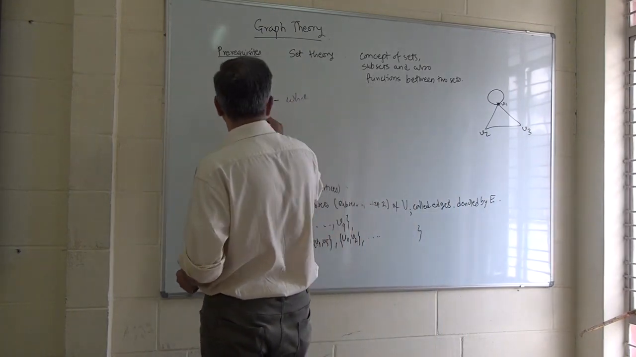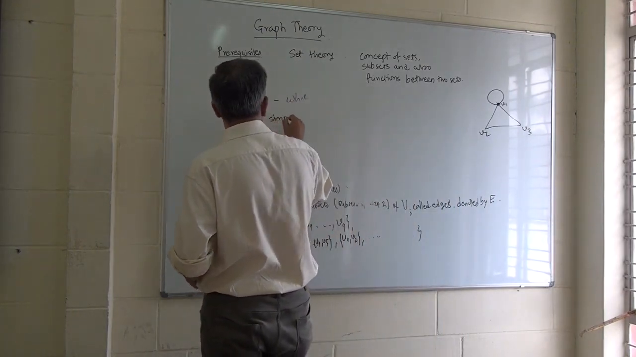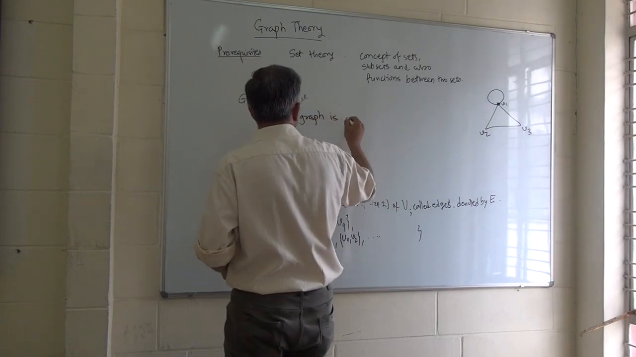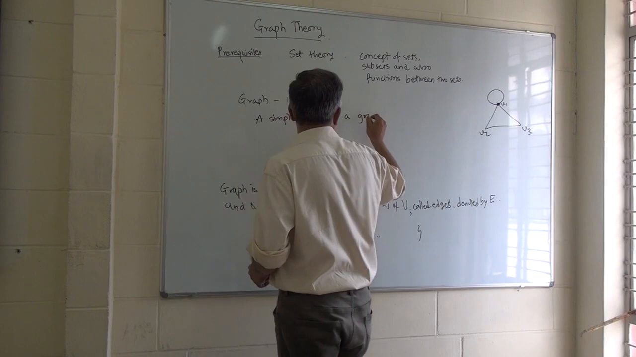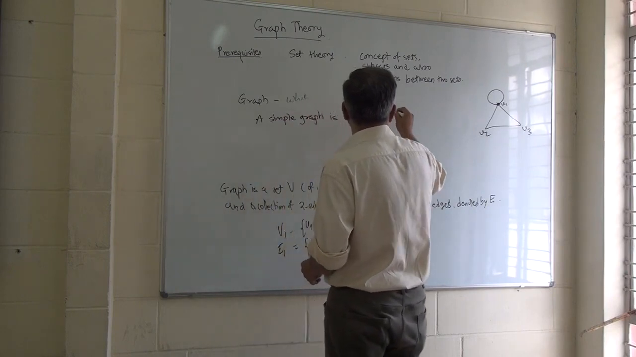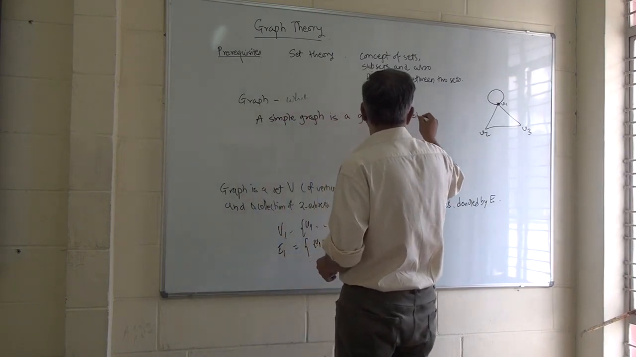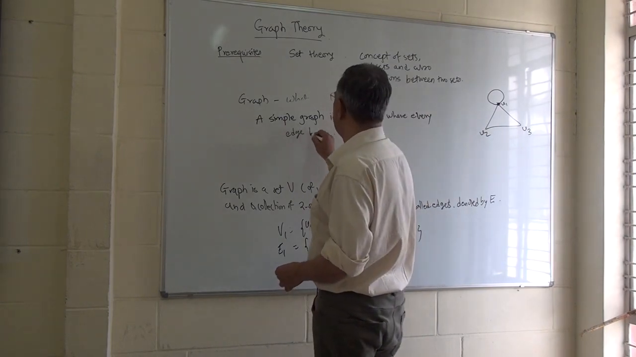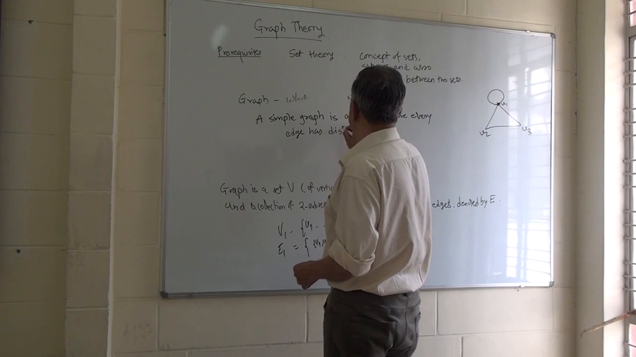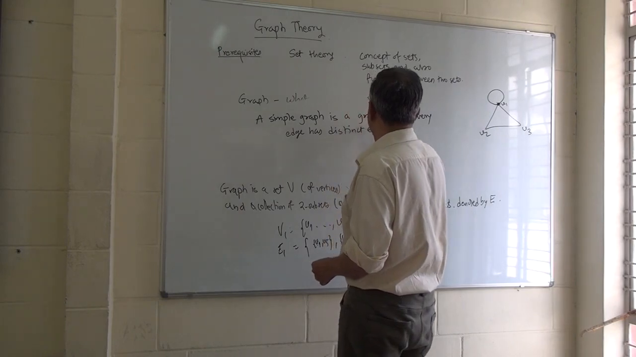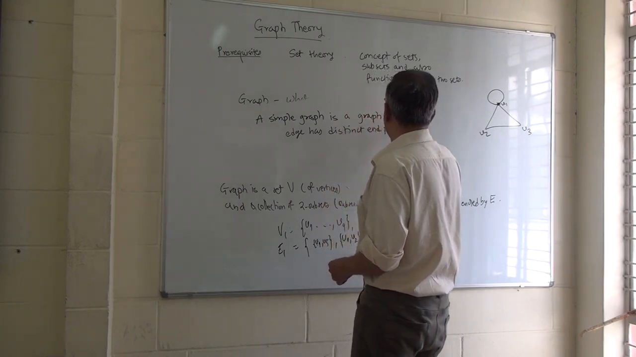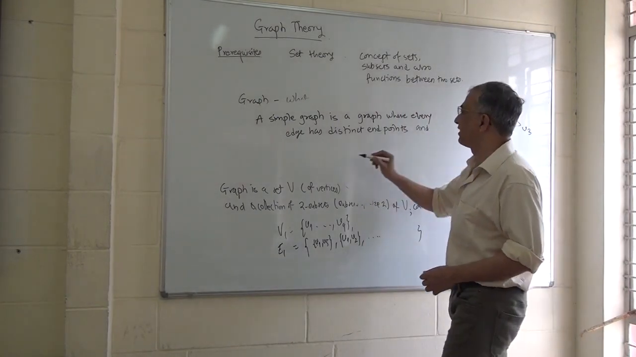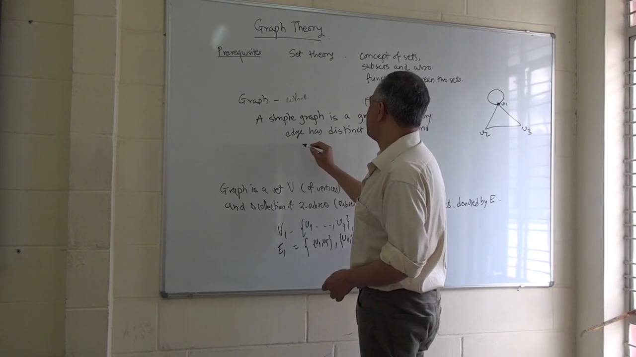So a simple graph is a graph where every edge has distinct endpoints. And also there are no repeated edges, no edge is repeated.